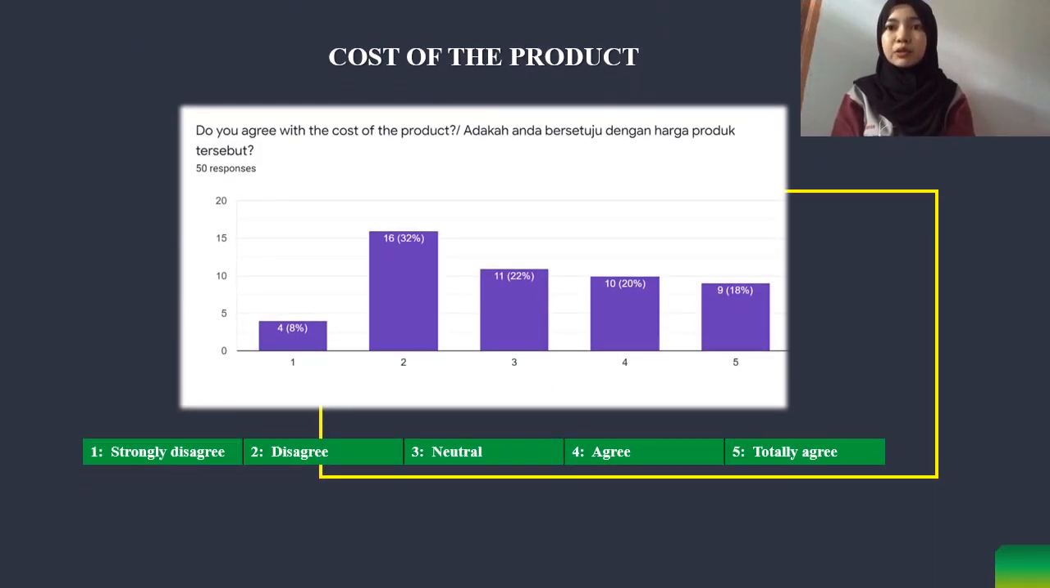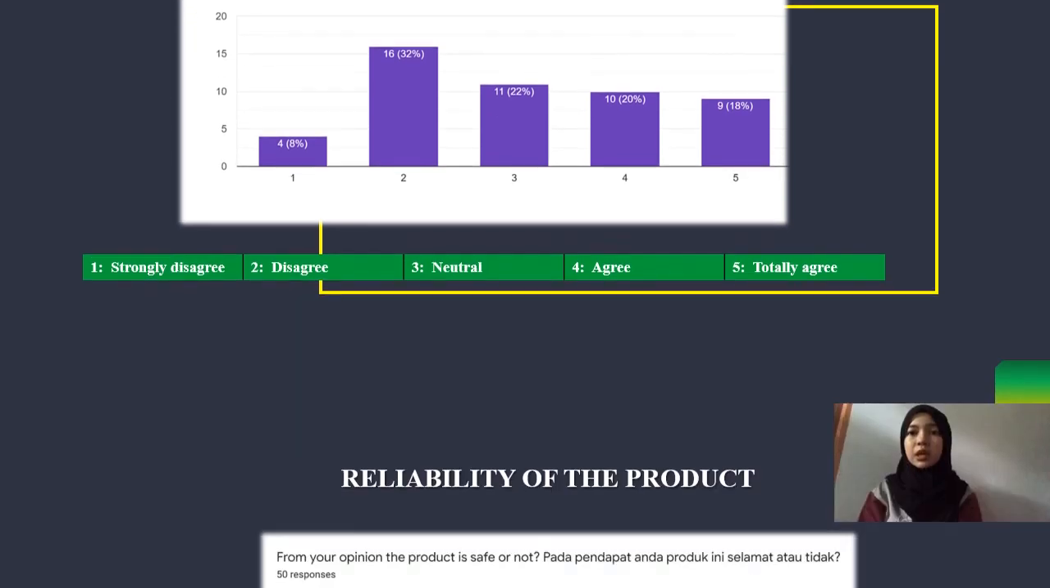This is the most important factor: either the customer will purchase our product or otherwise. The highest percentage for the cost of the product from the respondents is 32%, with 60 respondents disagreeing, while 8% strongly disagree with the cost of the product. From this data, we can assume that most of the respondents think that the cost of our product is expensive and they might not purchase our product.